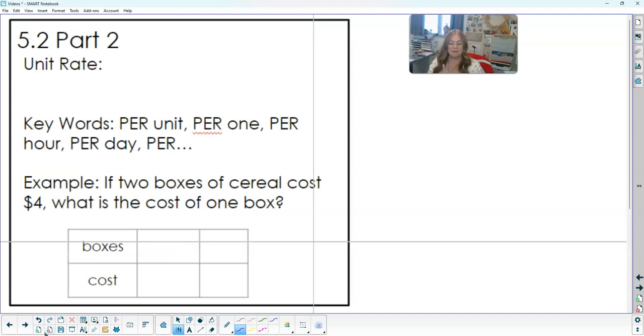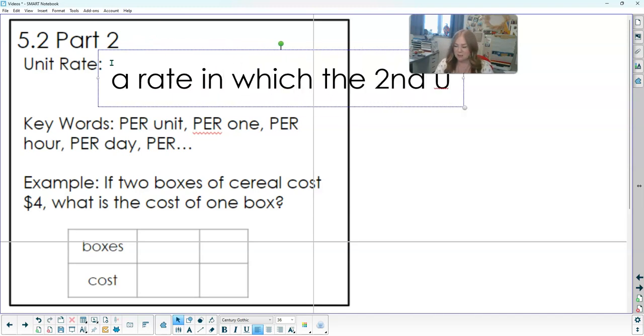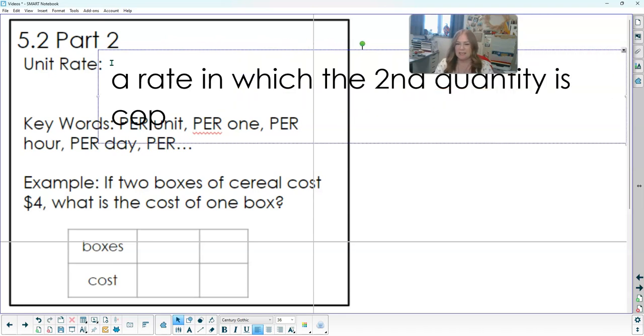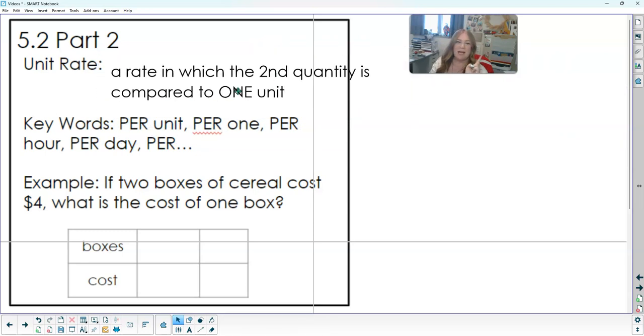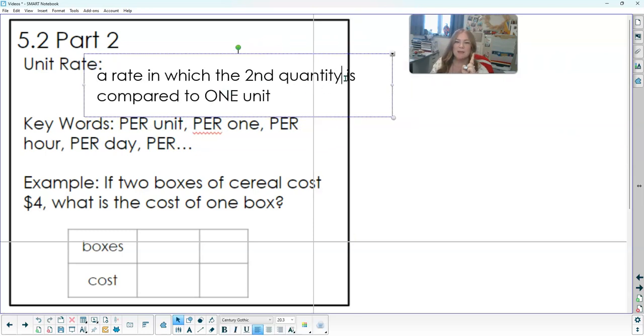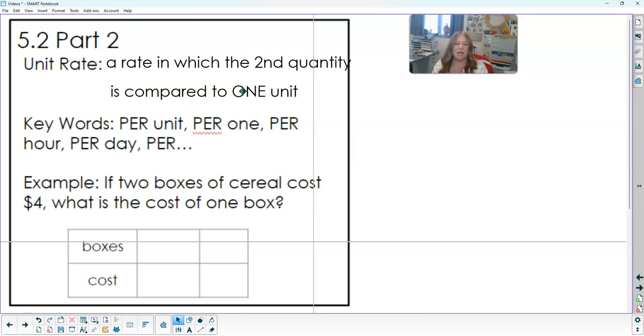So the next step farther than that is a unit rate. So a unit rate is a rate, so we're comparing two different units, in which the second quantity is compared to one unit. So a unit of something means one. If I go rent a storage unit, that means I'm getting one unit. I don't get the whole thing, right? I just get one little storage unit. So a unit always means one.